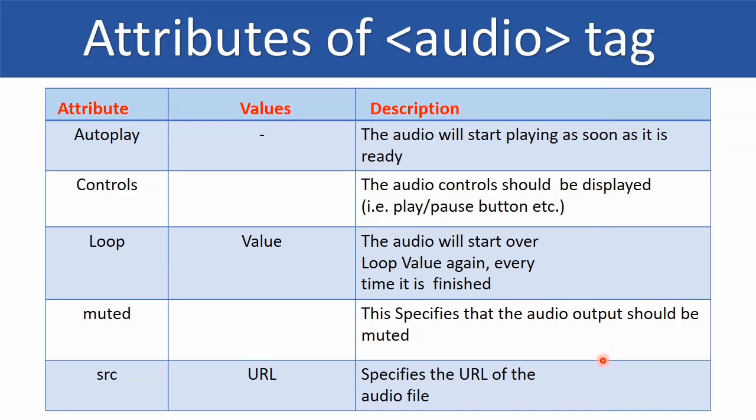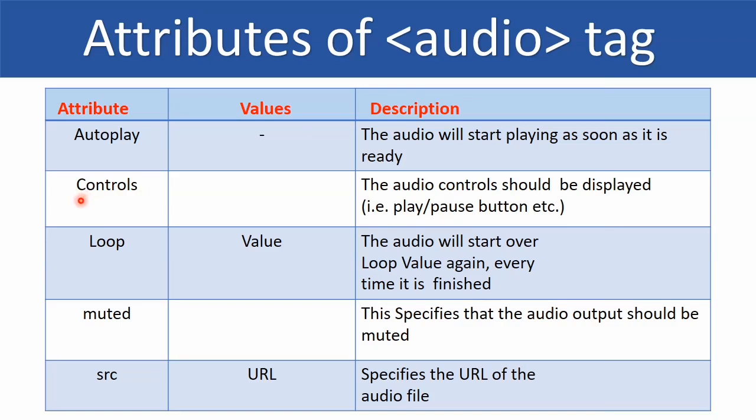Let's see the attributes of the audio tag. These are the attributes which you can use with the audio tag. The first attribute is autoplay. If you use this attribute with the audio tag, then your file will start playing automatically when you run the program in the web browser. You will see the audio file start playing.